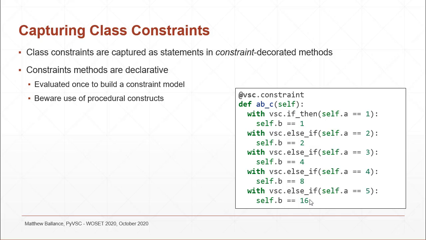So when you're writing constraints with PyVSC, you need to be very aware of how these constraint methods are going to be evaluated. They'll be run once, and so while it's possible to put some procedural constructs in there, you need to be aware of how those constructs will be evaluated. So in this case, we have an if-then-else that just checks the value of one variable, and constrains another variable based on that value.